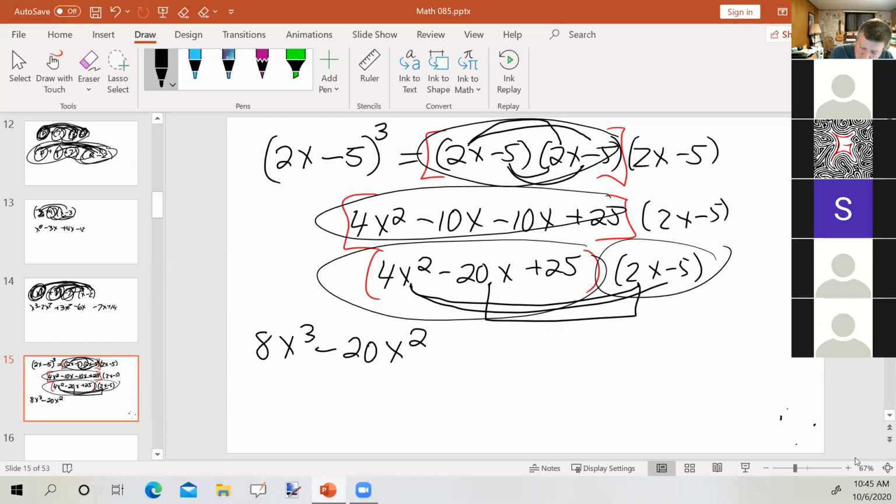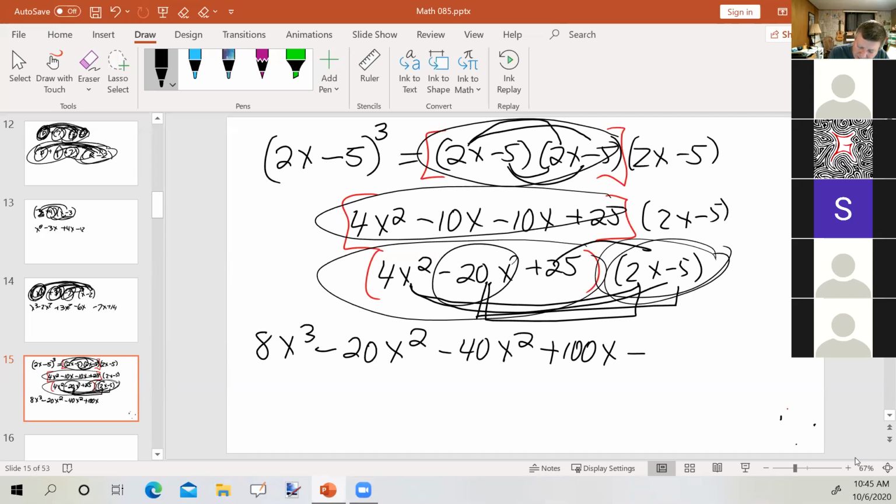Negative 20x times 2x is negative 40x squared. Negative 20x times negative 5 is plus 100x. So now I've multiplied this by everything over here. So then on to the next one.